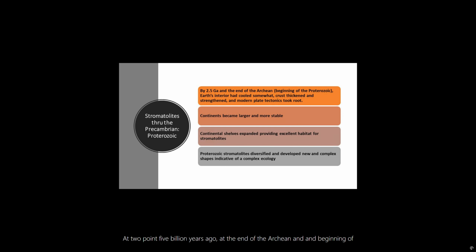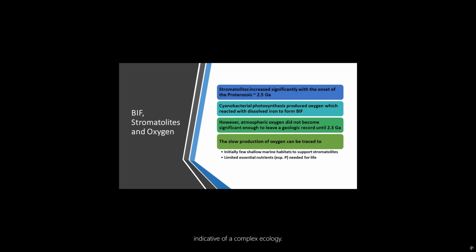By 2.5 billion years ago, at the end of the Archean and beginning of the Proterozoic, Earth's interior had cooled somewhat. Crust had thickened and strengthened, and modern plate tectonics took root. Continents became larger, more stable. Continental shelves expanded, providing excellent habitat for stromatolites. Proterozoic stromatolites diversified and developed new and complex shapes indicative of a complex ecology. Stromatolites increased significantly with the onset of the Proterozoic.